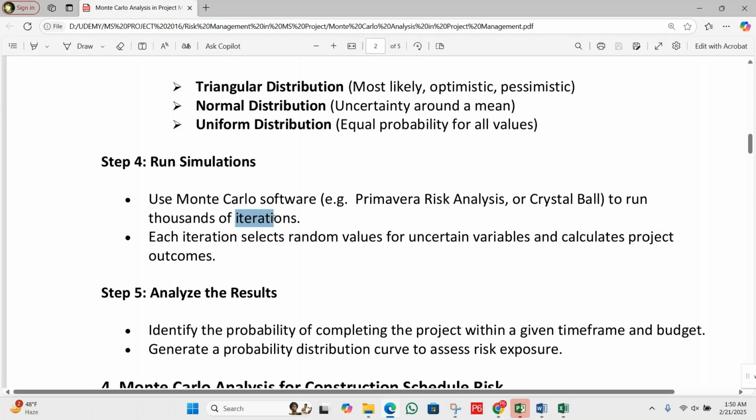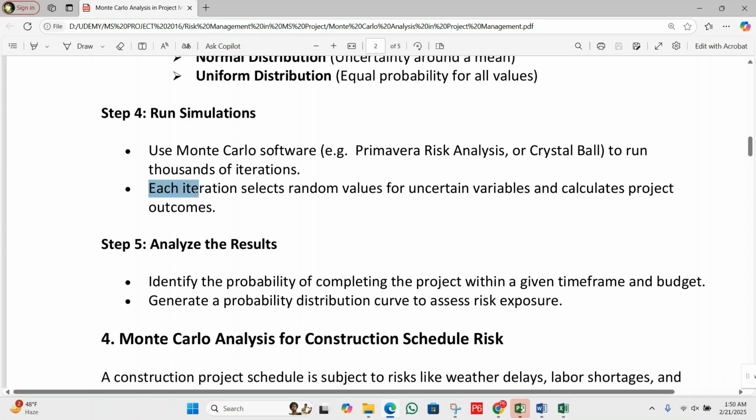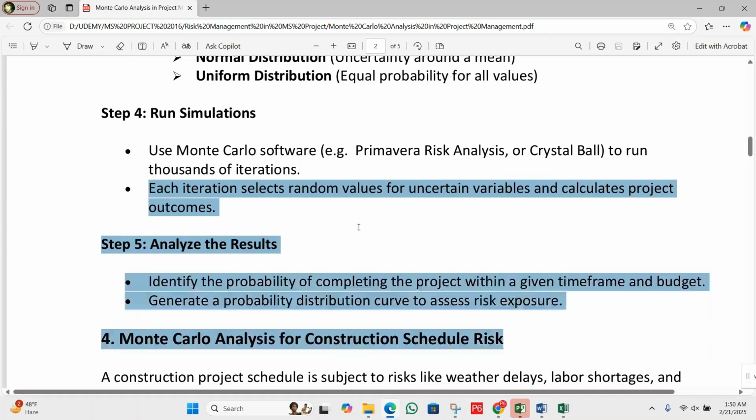Here you can see this word, iteration. In risk management, iteration refers to the repeated process of assessing and analyzing risk to improve decision making. Each iteration refines the predictions by simulating multiple possible outcomes based on uncertainties. Each iteration selects random values for the uncertain variables and calculates project outcomes.